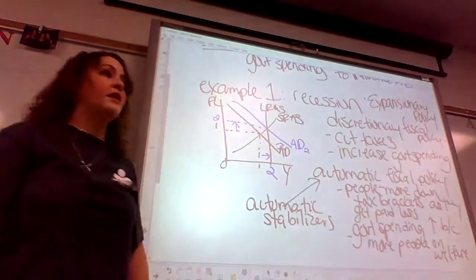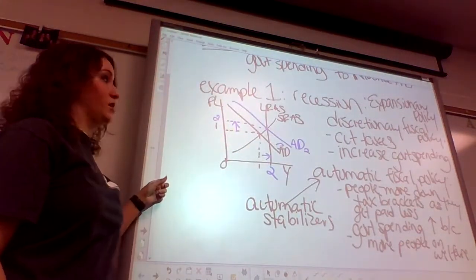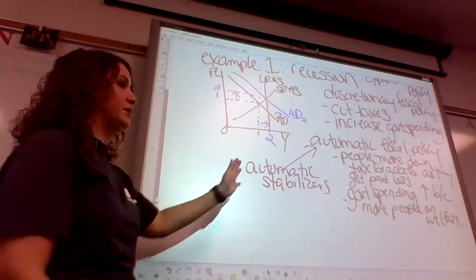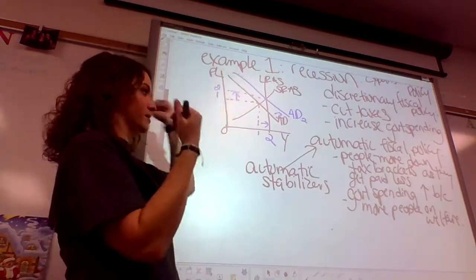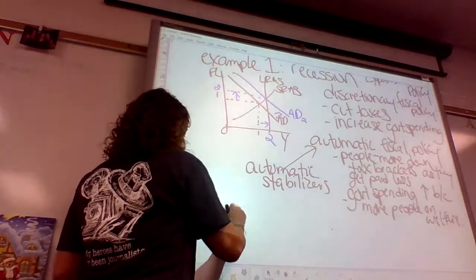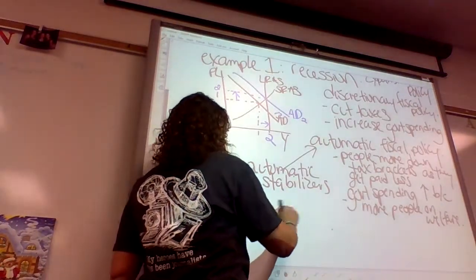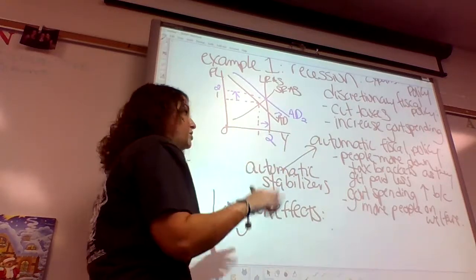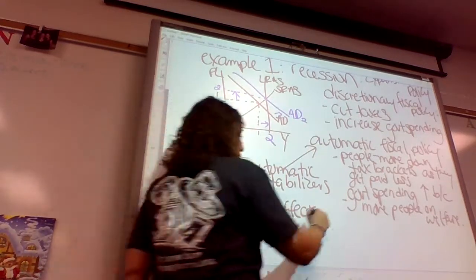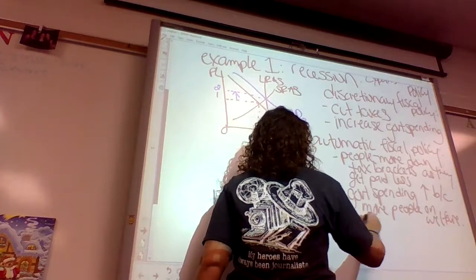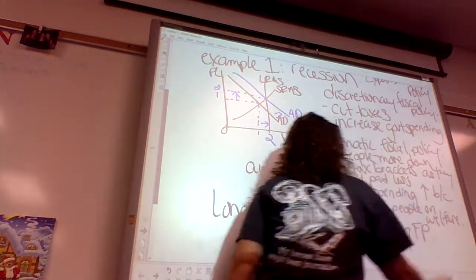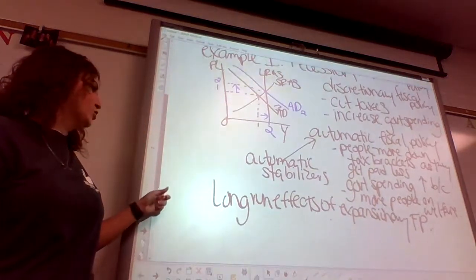And so let's talk about now the long run effects of that expansionary policy. All of this is short run. All of this is like the first immediate effect of people spending more money if you cut their taxes. But this is all about long run effects. Still in a recession. Long run effects of expansionary fiscal policy.